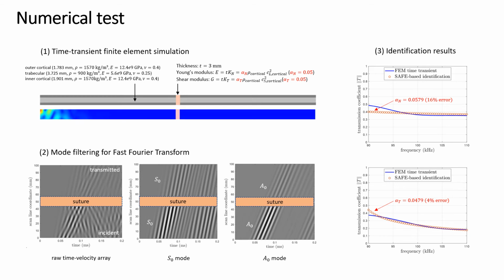So these two errors may appear large for a numerical benchmark, but we have to consider the fact that in the SAFE model, the gap at the interface is infinitesimally small and the springs are massless. While here we have tried to replicate a real suture with a finite width of 3 millimeters and a continuous distribution of the mechanical parameters. So in this sense, we still consider these results acceptable for a preliminary study.